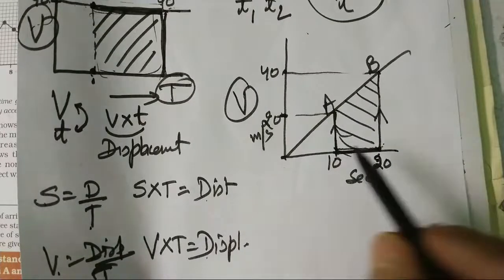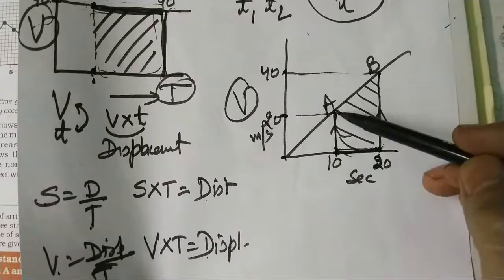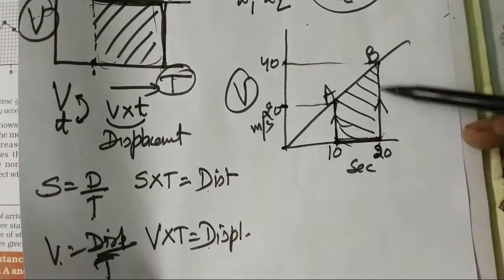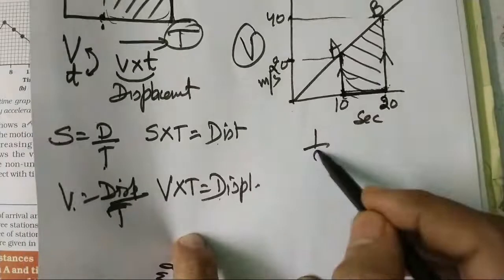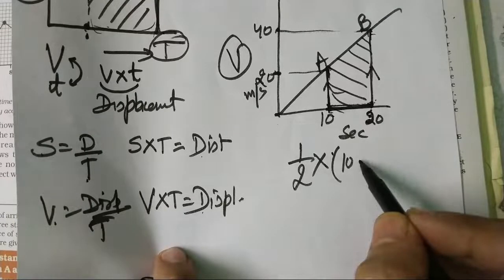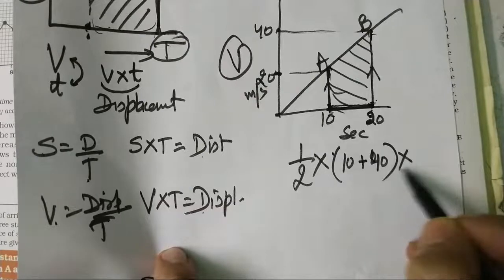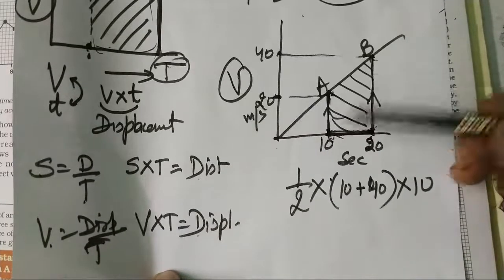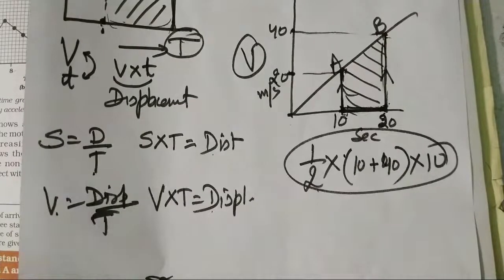So how much is the gap here? 10. And what is the gap here? It is 10. So how much is this and how much is this? This is 20, this is 40. So we can do half into the sum of parallel sides. So 10 plus 40 into 10. This is 10, this is 40, the parallel sides, multiplied by the height. So this will give me the area of the trapezium.